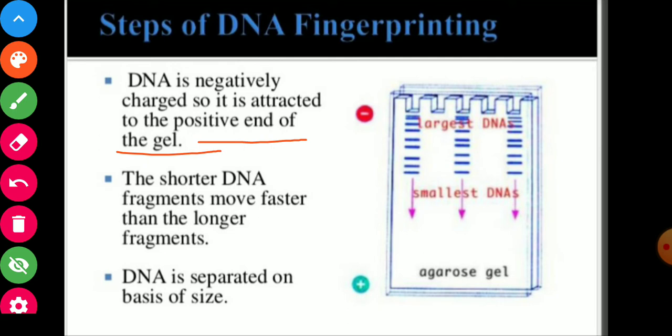The shorter DNA fragments move faster than the longer fragments, and DNA is separated on the basis of size. So you can see, if the fragment is small, it will move faster, and if the fragment is long, it will move slowly. So due to the speed of the fragment, it is arranged according to the size. The smaller is found far from the point because smaller moves faster than the longer.